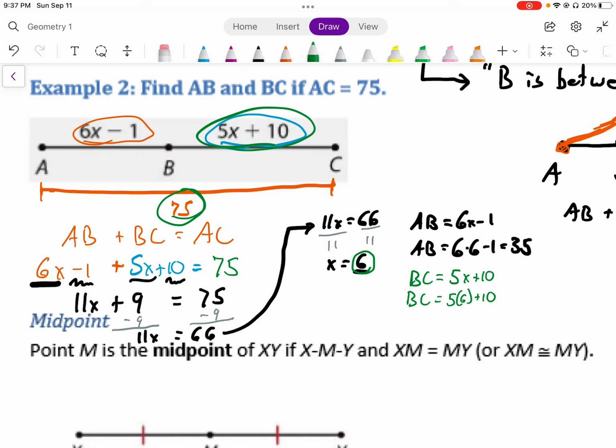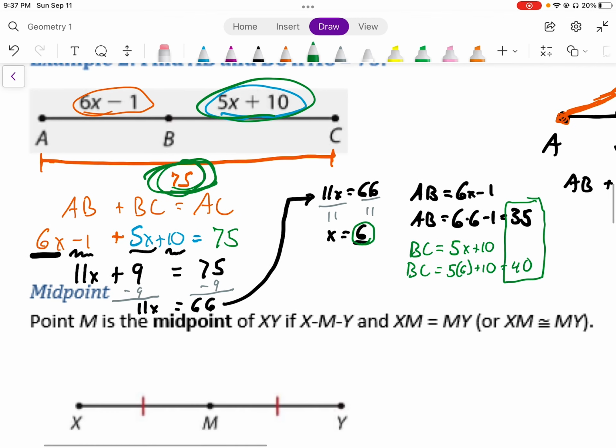This 30 plus 10 equals 40. So there's my two answers. And actually, I have a great way to check this. What should these two add up to equal? Well, they should add up to equal 75 because that's the whole thing, and they do. So AB equals 35 and BC equals 40.